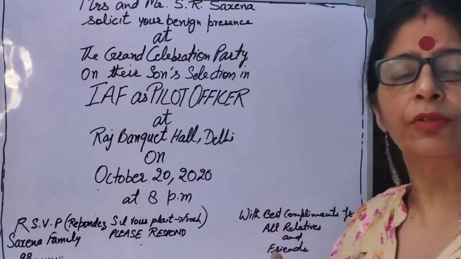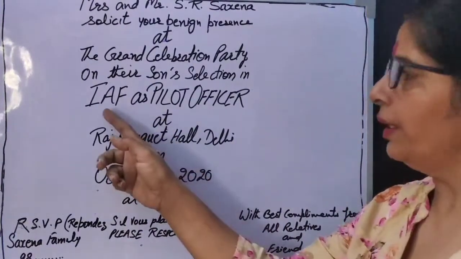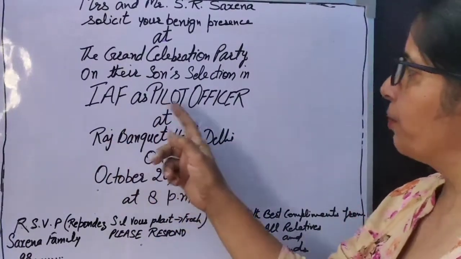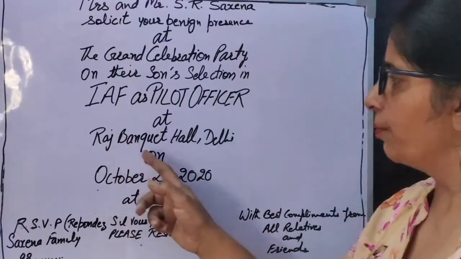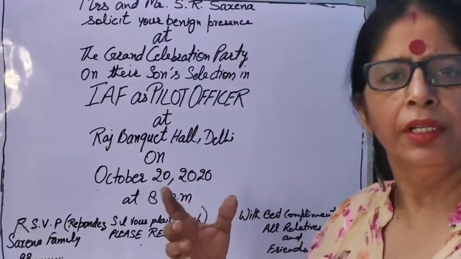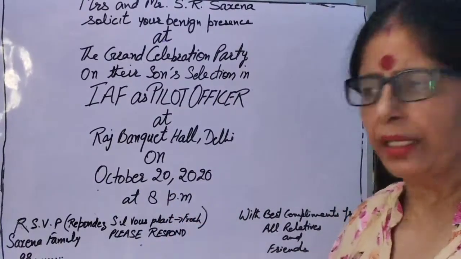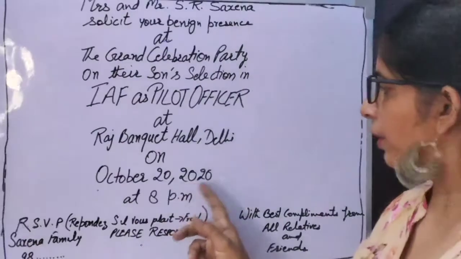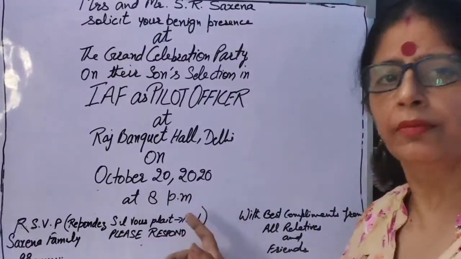This is what we want to tell others also, so that's why it should be written prominently. Okay. So IAF as pilot officer at Raj Banquet Hall, Delhi. This is a banquet hall. This is not a very big venue, because this is not a marriage. So Raj Banquet Hall, Delhi on October 20, 2020 at 8 p.m.